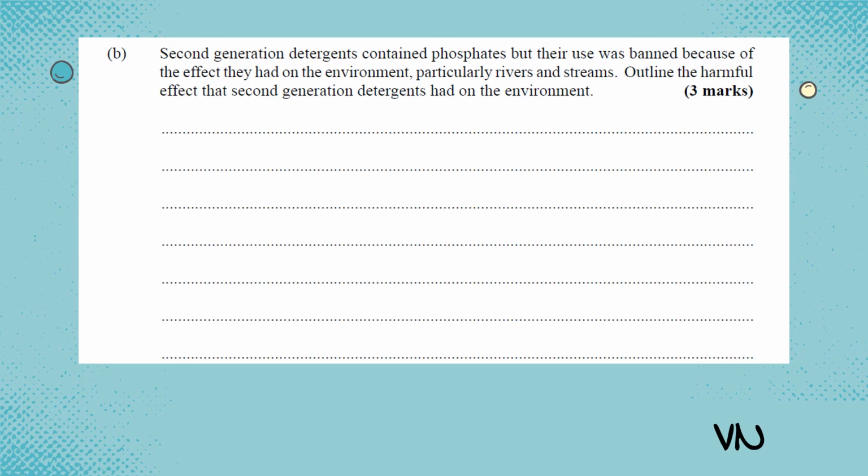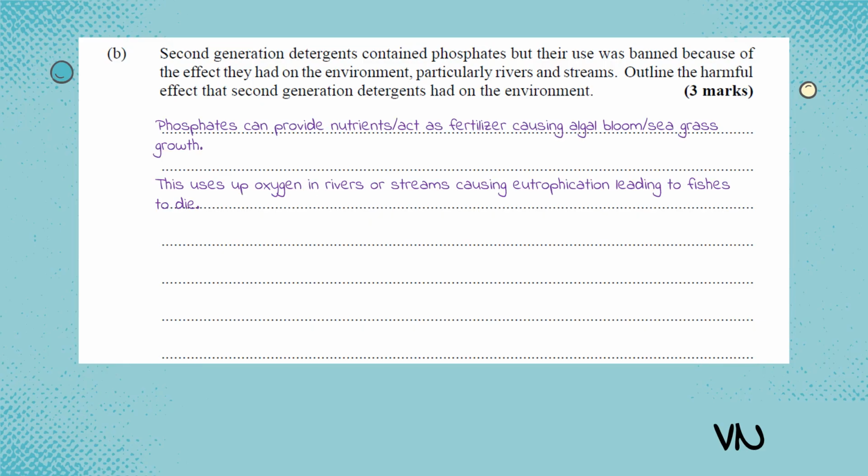Part B of the question. Second generation detergents contain phosphates, but their use was banned because of the effect they had on the environment, particularly rivers and streams. Outline the harmful effect that second generation detergents had on the environment.